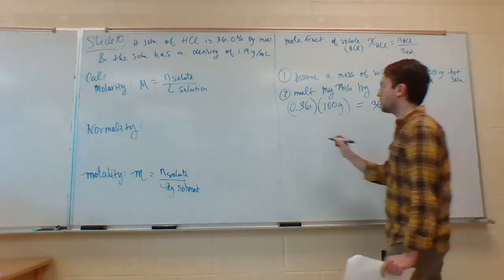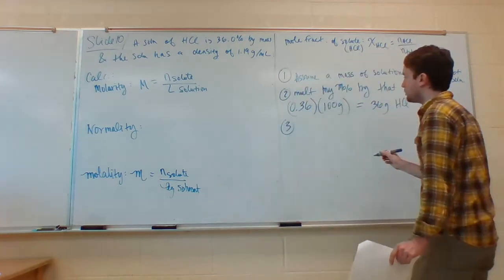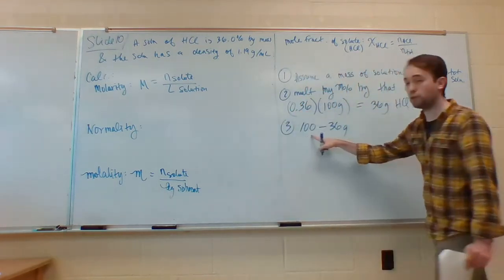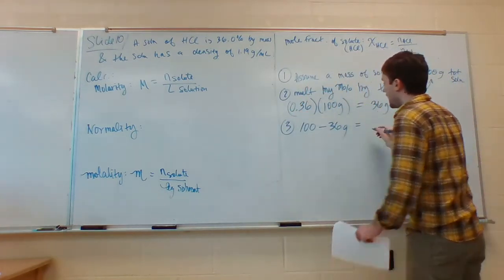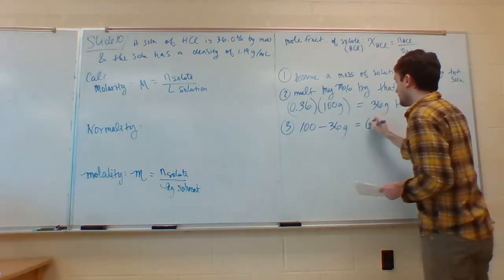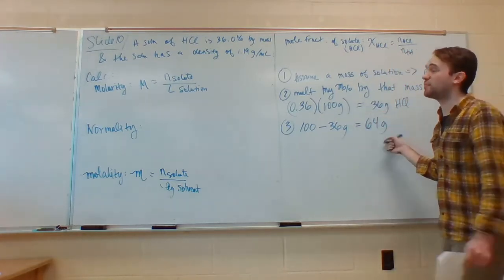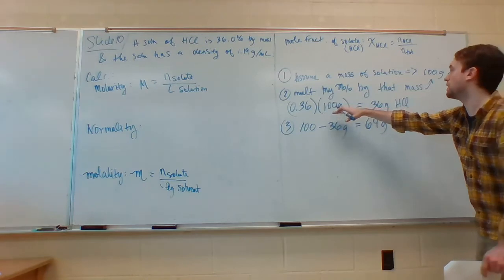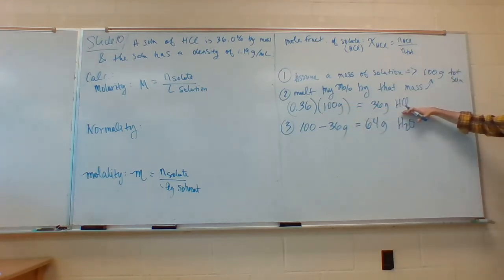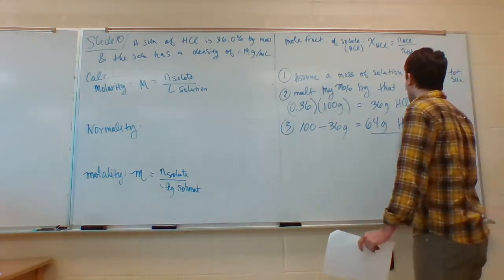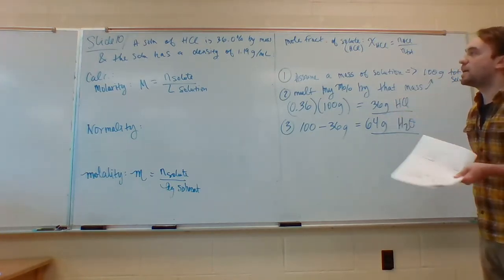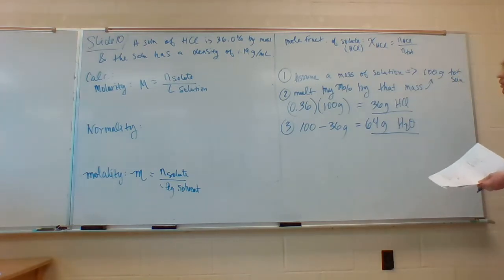If 36 grams was the HCl, then you subtract the 36 grams from your total to get how many grams are left over? 64 grams. That means that the rest of it was your water. If 100 grams is what your total solution was, and you had 36 grams of HCl, then you have 64 grams of H2O. Using those, we can get our moles in a particular volume.